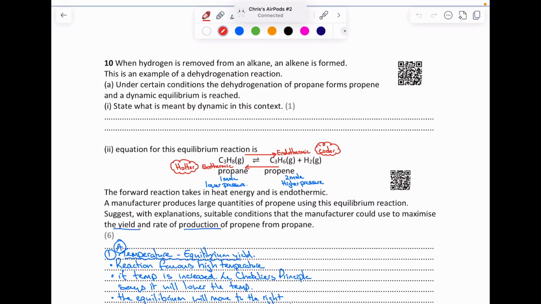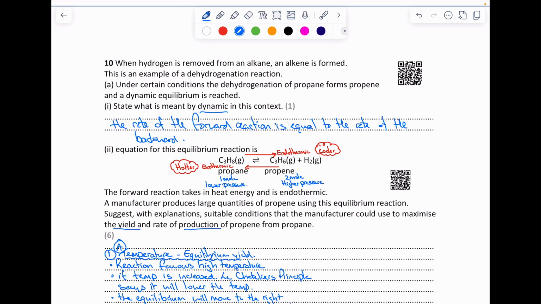So this first question here wants us to explain a dynamic equilibrium. They've only given us 1 mark for this. We've got to make sure we get both points across in the answer that we have. And what we need to say here is, dynamic equilibrium is when the rate of the forward reaction is equal to the rate of the backward reaction.